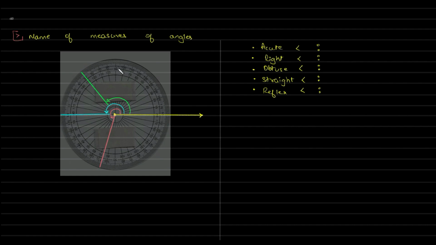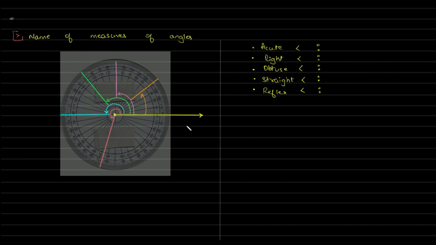If the angle happened to be 90, it's known as a right angle, and between 0 and 90, let me use some other color, between 0 and 90, it is known as an acute angle. Right? So these are the names that you need to know. Just have a look for a second.